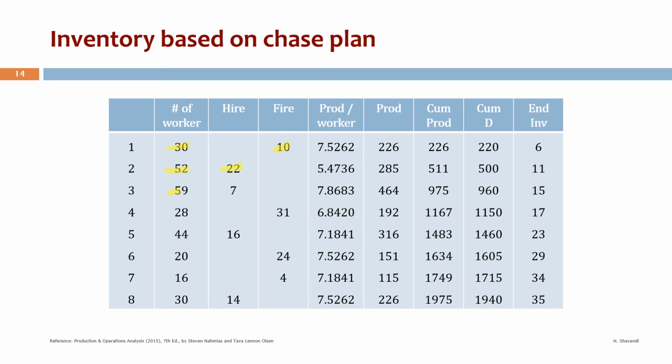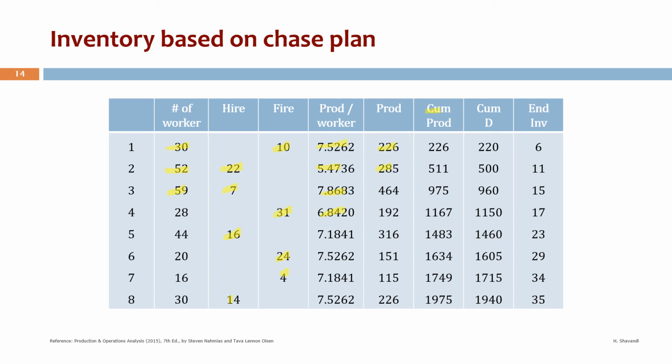And then in March, we'll need 59. This means we need to hire 7 more, and so on. So here we do have the quantities for firing and hiring the employees, and then production produced per worker. We do have the numbers here. Because of the change in the working days, we do have different quantities here. And then if we multiply this by the number of workers, we will have the production here for each month.